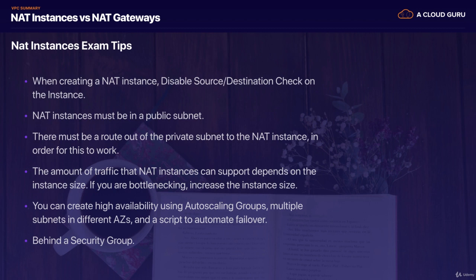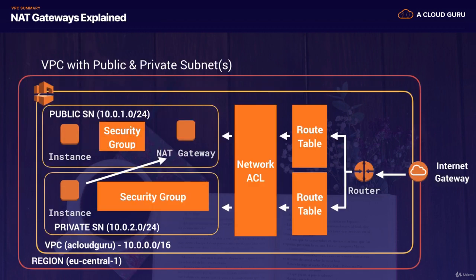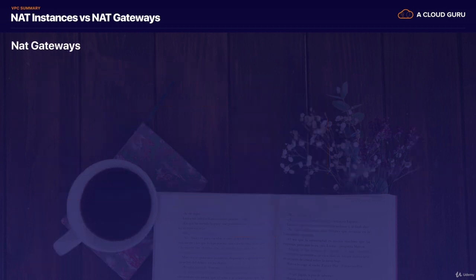To be honest, you don't really want to use NAT instances in the real world. You pretty much always want to use a NAT gateway. And just remember how a NAT gateway works. Essentially, you've got your instance here. It has a route in its route table to the NAT gateway, and the NAT gateway has a route out to the internet. And so when your instance runs a yum update, it goes to the NAT gateway and then traverses out to the internet. And also note that your NAT gateway is not behind a security group. It exists on its own.